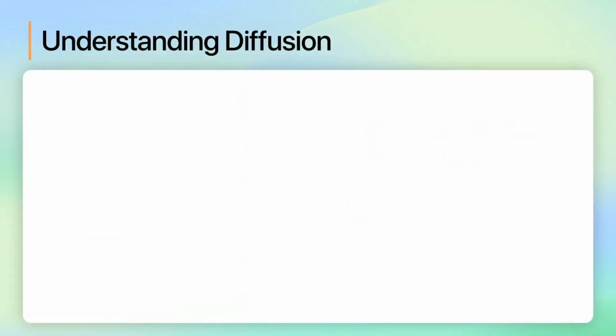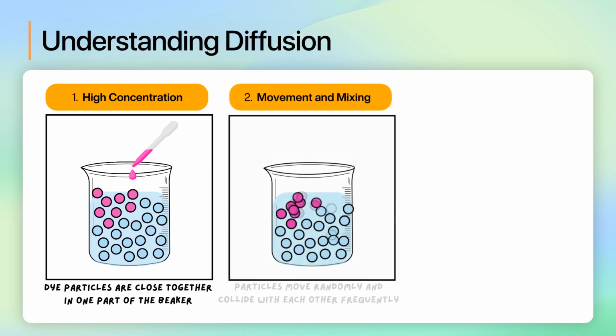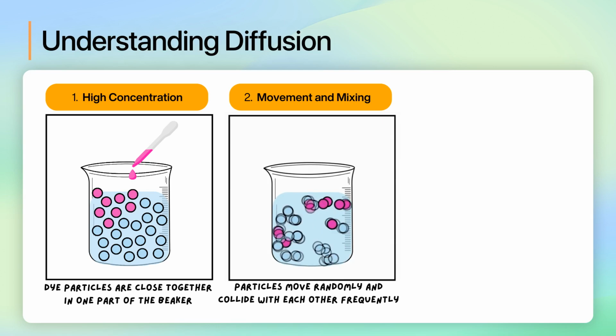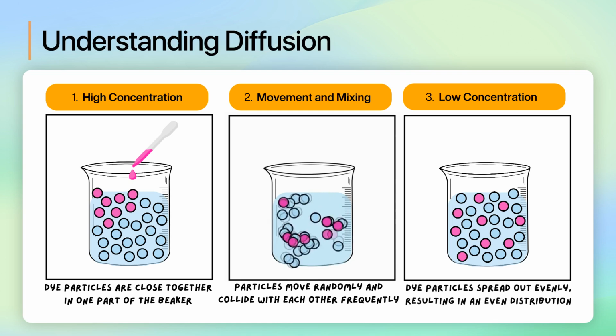Let's visualize this with another diagram. Imagine you have a beaker with a drop of dye added to one side. Initially, the dye particles are concentrated in one area. The particles move randomly and collide with each other frequently due to their high concentration. Eventually, the dye particles spread out evenly throughout the entire beaker, resulting in an even distribution.